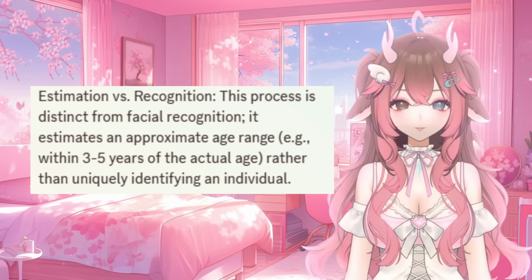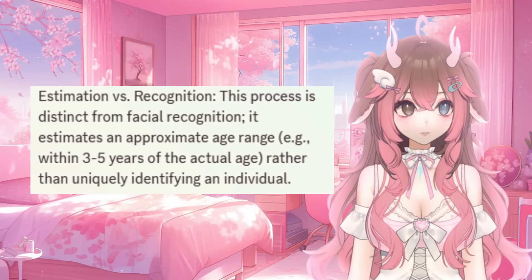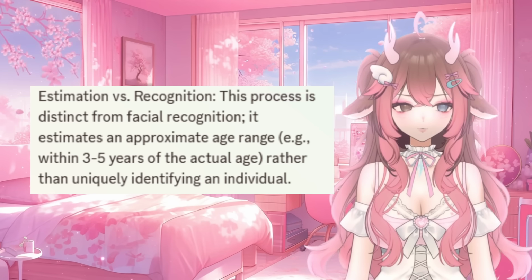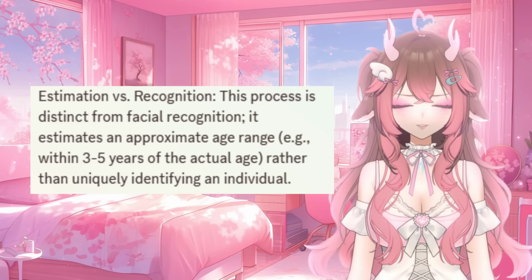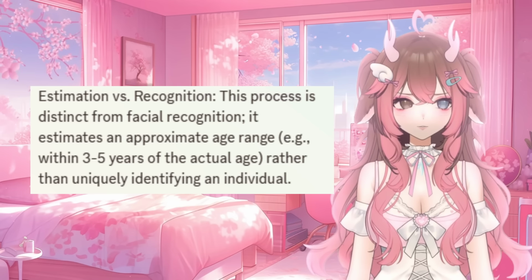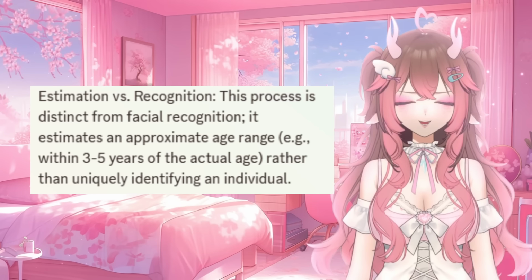Estimation versus recognition. This process is distinct from facial recognition. It estimates an approximate age range, which is within 3 to 5 years of the actual age. So it's typically pretty accurate, but within 3 to 5 years, well, 3 to 5 years could be the difference between being 13 years old and being 18. And that's the whole problem on Roblox, that 13-year-olds are actually being victimized by 18-year-olds. So it's kind of counterintuitive.